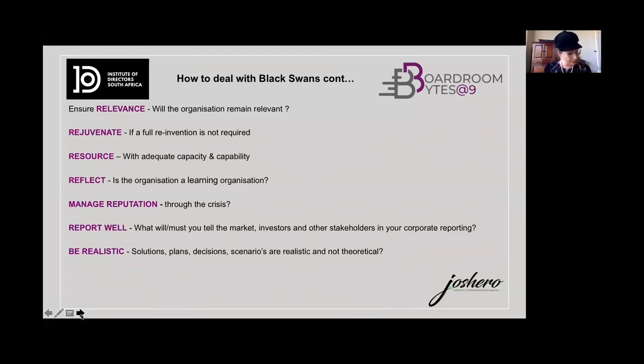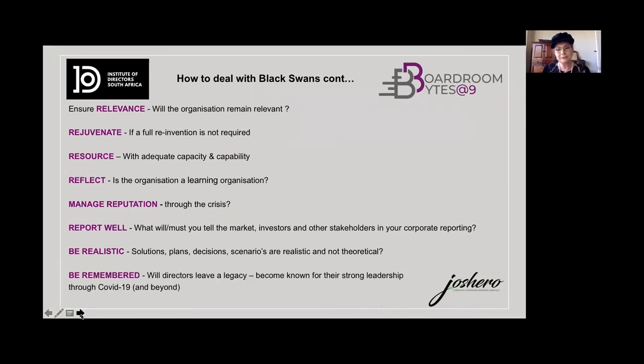So I think getting to the end of this now is looking at being realistic. We need to be able to understand that this is far from over. The effects and the impacts are going to continue for a long time, and we need to, as boards, spend a lot of good time contemplating and adapting our strategies to the new reality. We need solutions, we need plans, we need quick and fast decisions, we need to be looking at scenarios, but they need to be realistic and not theoretical.